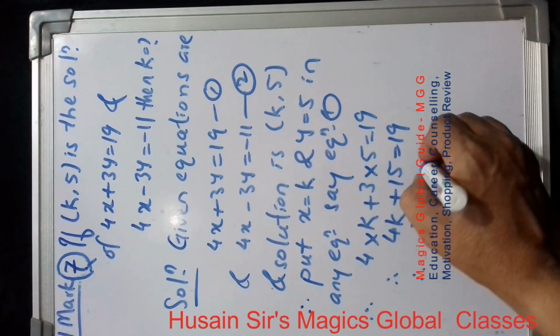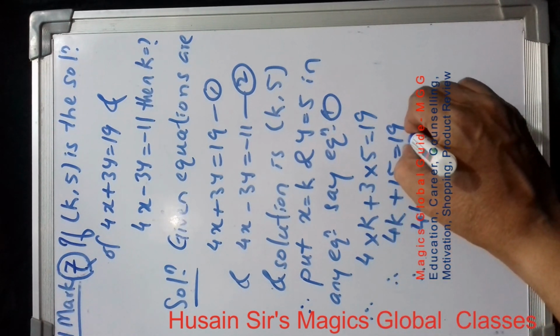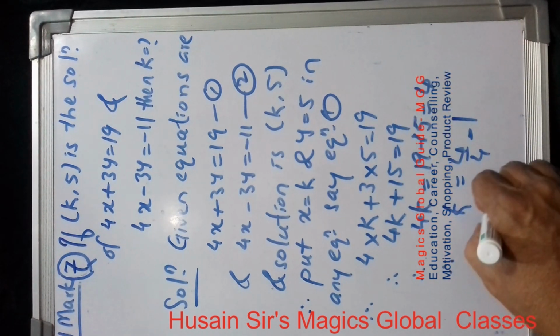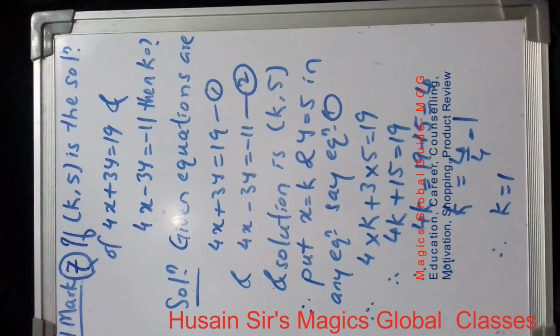And the next we have, if k comma 5 is the solution of the equation 4x plus 3y is equal to 19 and 4x minus 3y is equal to minus 11, then we have to find the value of k. So we give the number 1, 2 and we have to put the value of x is equal to k and y is equal to 5 in the equation, and it will become 4 into k plus 3 into 5 is equal to 19, that is 4k plus 15 is equal to 19, that is 4k is equal to 19 minus 15, that is 4k is equal to 4, that's why k is equal to 1.